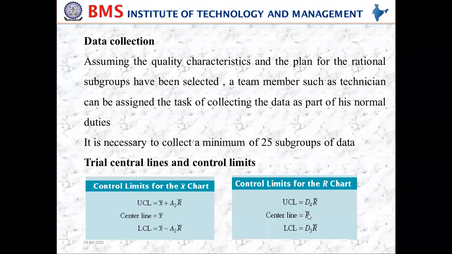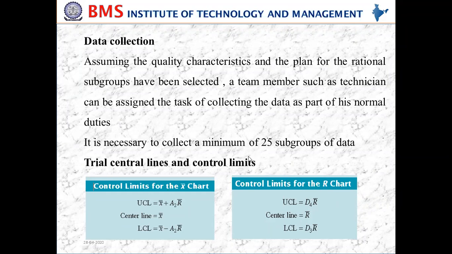So the average of ranges we are going to calculate as a center line. So the center line for the X bar chart and the center line for the R chart we are going to calculate. After calculating these two values, we will go for calculating the control limits. Those control limits are nothing but the upper control limit and lower control limit for the X bar chart. Similarly, the upper control limit and lower control limit for the R chart are going to be calculated.